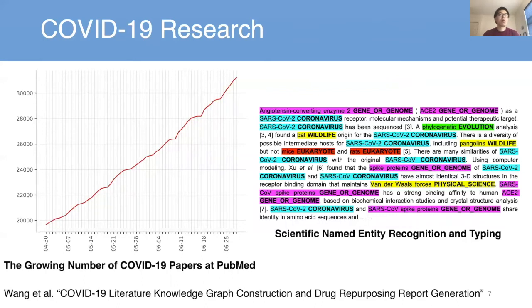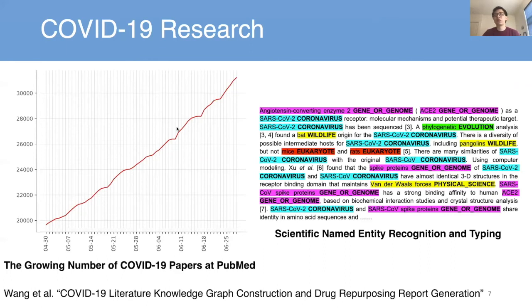This growing amount of COVID-19 papers at PubMed poses challenges to biomedical researchers: how can you understand all these articles in time? How can you follow all these trends for COVID-19? Because this virus is changing over time. So it calls for some automatic tools to annotate these scientific articles.